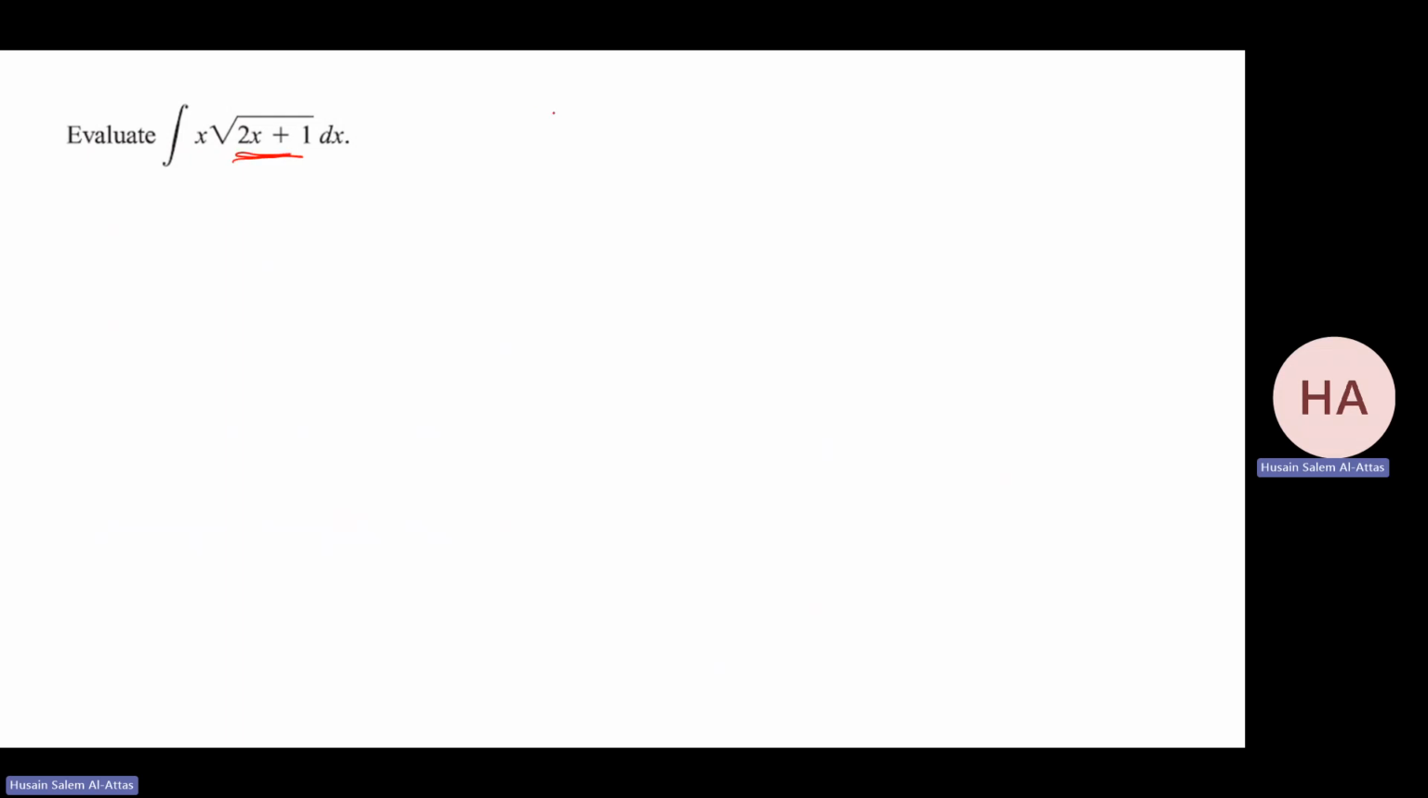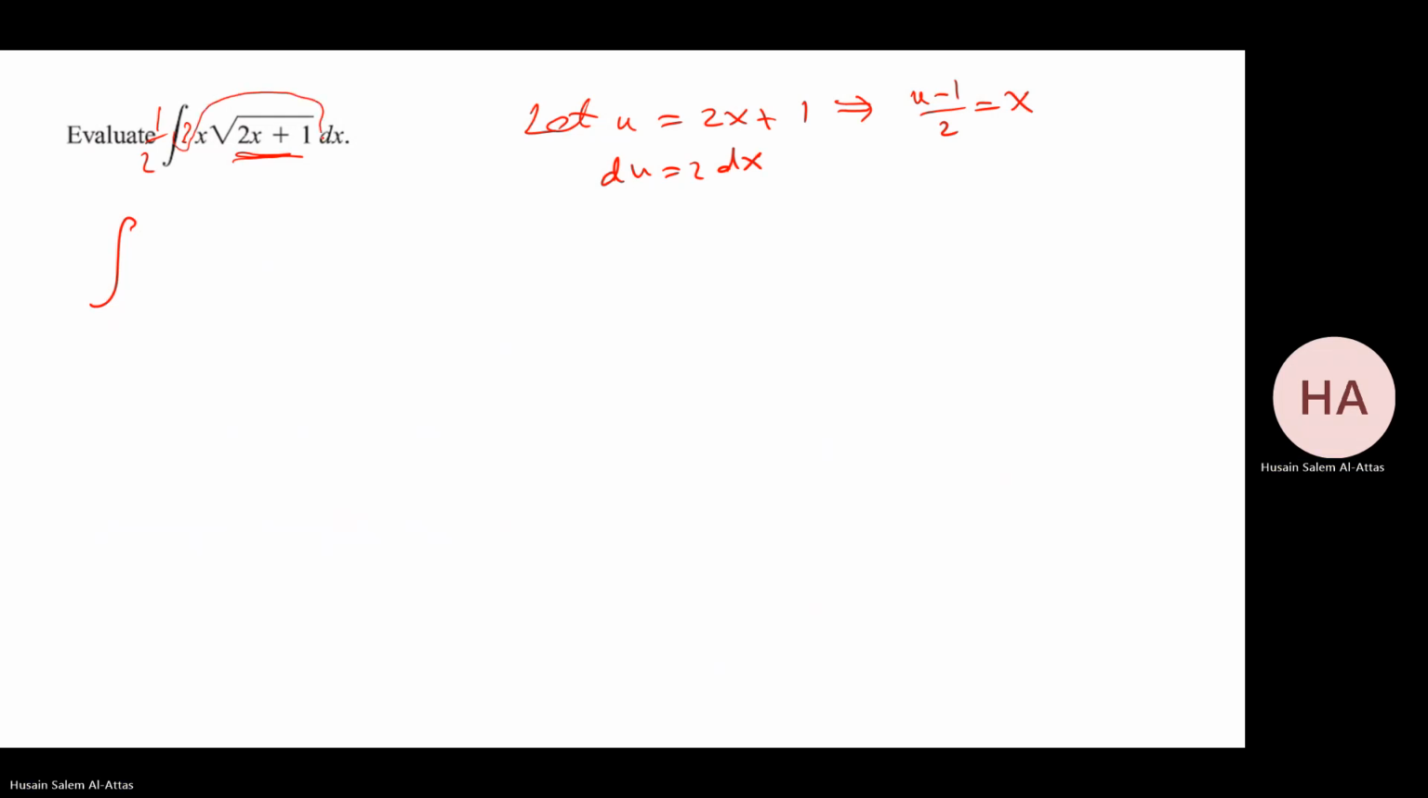I'll take this as u. Du will be 2 dx. Substitute, no, this is also x here. So x is what? x will be u minus 1 over 2. So I plug in x. I need 2 here, sorry. Let me just put 2 and half outside. So the 2 with the dx will be my du. So I have half times x, which is u minus 1 over 2, square root of u du.